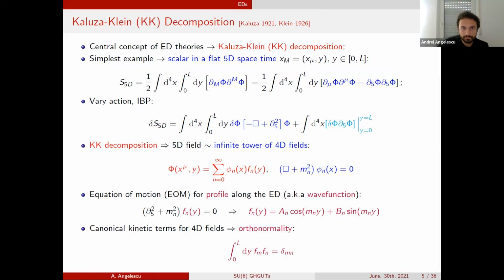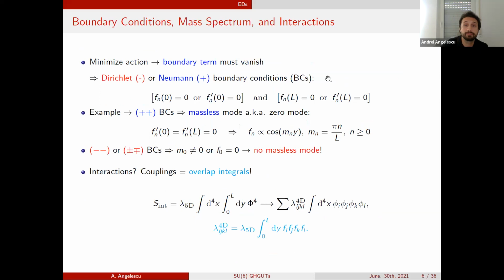Another ingredient is related to this boundary term. In order for your action variation to vanish, you also have to make that boundary term vanish. And it turns out that you can do this with two types of boundary conditions, either Dirichlet or Neumann, applied on both ends of the extra dimension, 0 and L. Basically, Dirichlet is this one, and I'll denote it with a minus. And Neumann is the opposite one, where the derivative has to cancel, and I'll denote it with a plus.